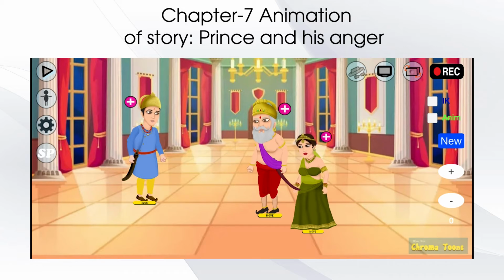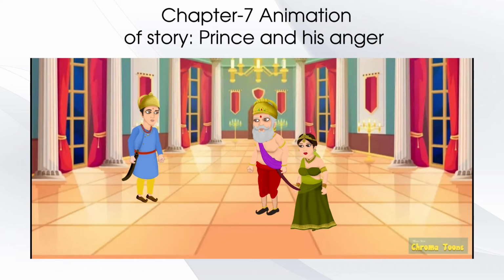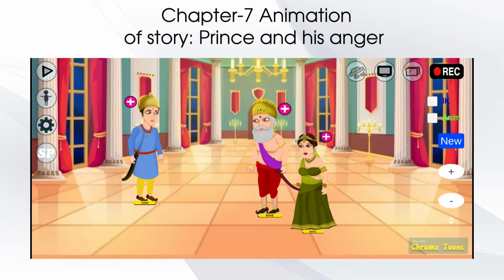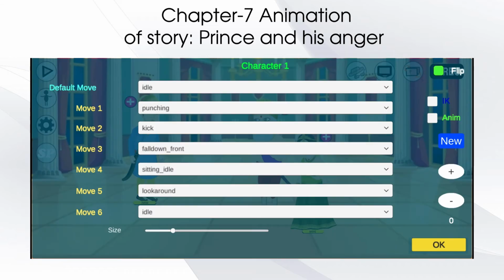Clicking on record and wait for some time. So this is basically our first scene in which it shows that there was a palace and inside the palace lived a king, queen and their prince. Now let's move towards the second scene in which king and queen go out.